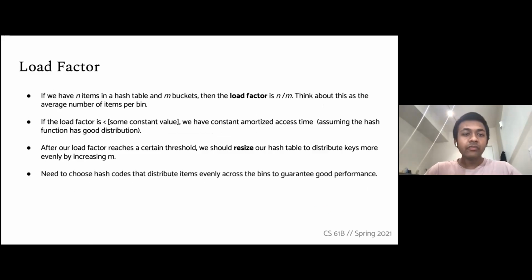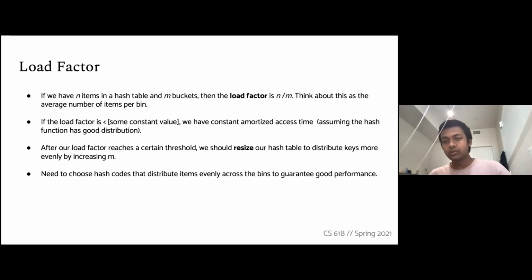Okay, the load factor is an intrinsic property of a hash table. The load factor is n divided by m, where n is the number of items in the hash table and m is the number of buckets. So this is basically the average number of items per bin. And if it's less than a certain constant value, we have amortized access time.